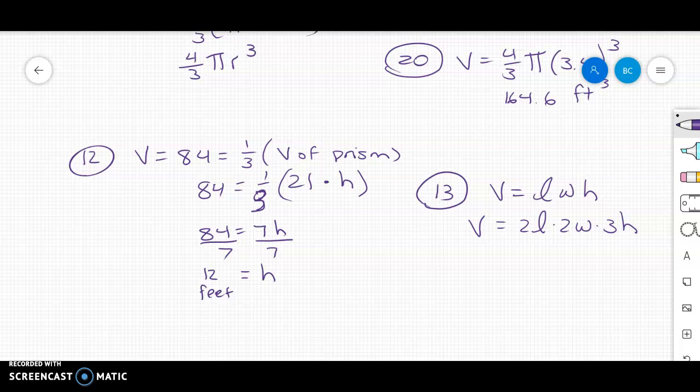This is all being multiplied, so I can multiply these coefficients together. So I get 2 times 2 is 4, times 3 is 12. So the whole thing is 12 times bigger. The volume is 12 times larger.